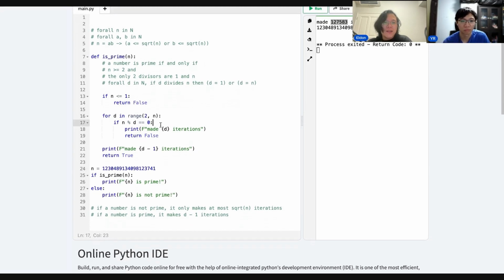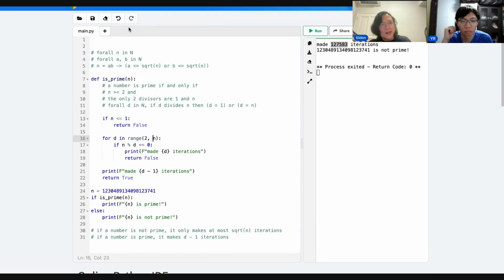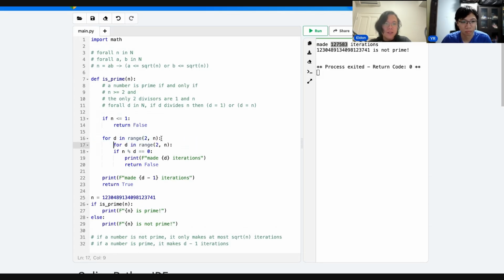Okay, so you might spot the pattern here and say, if I never make more than square root n iterations for a number that is not prime, how about we do the following? Import math. Let's try it. So instead of iterating from 2 to n, why not iterate from 2 to math square root n? Oh, I might need to plus 1 here. Something like that. So let's test this on 25.